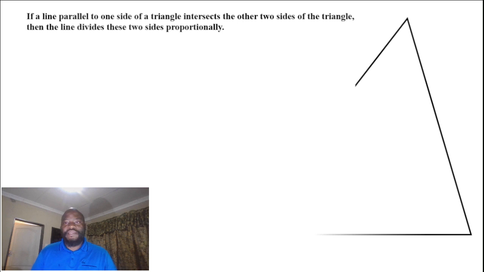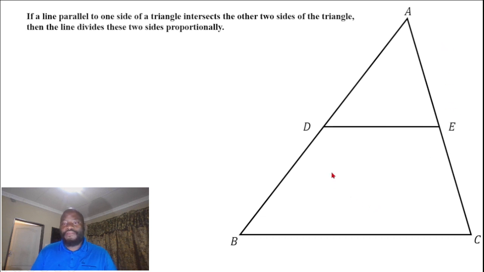So we still have the same diagram. The diagram will name A, B, and C, the triangle. Then we'll have D on AB and E on AC, so that we draw a line parallel to BC, the third side. And then what the theorem says is that the two pieces that we have will be in proportion.